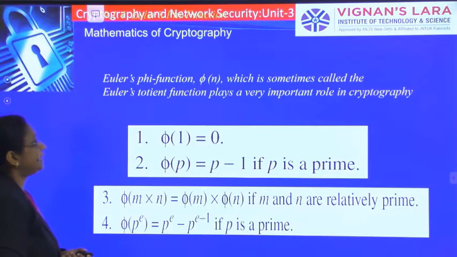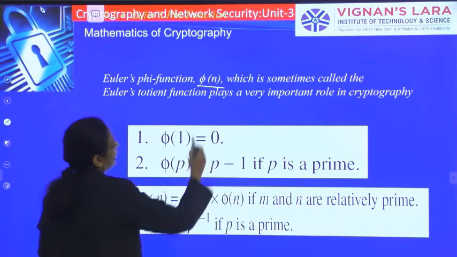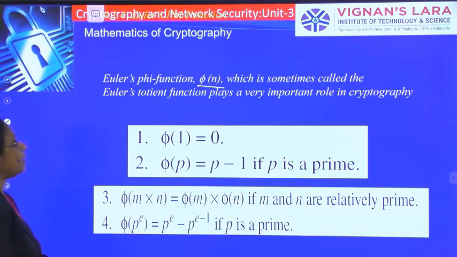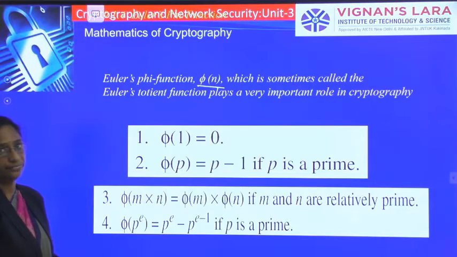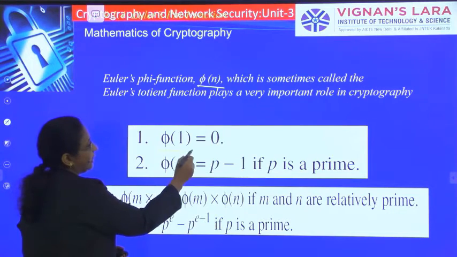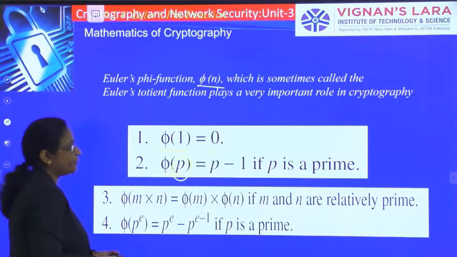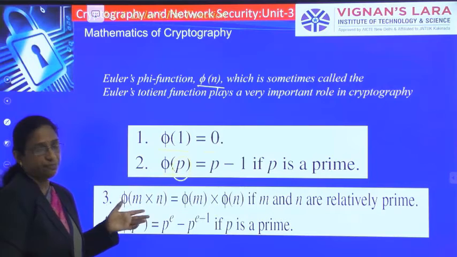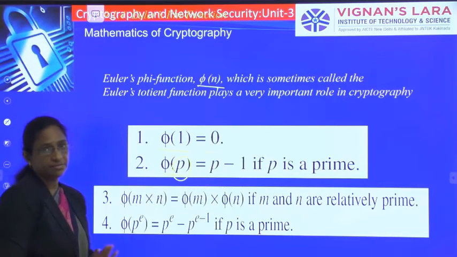Similarly, the next concept is Euler's phi function, called phi of n, which is sometimes called Euler's totient function and plays a very important role in cryptography. Phi of 1 is 0. If p is a prime number, then phi of p is p minus 1.